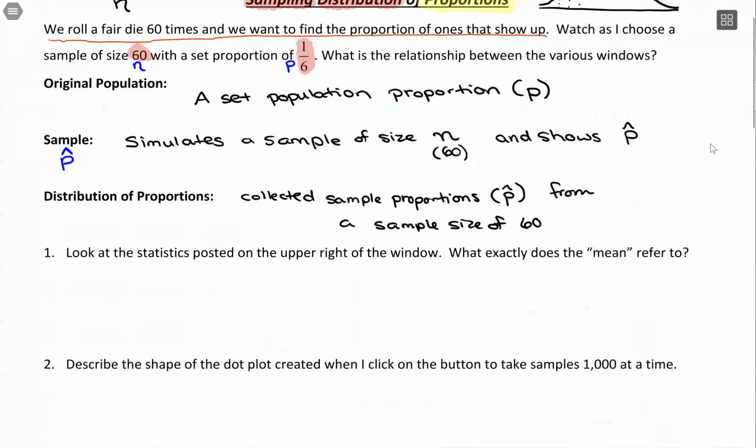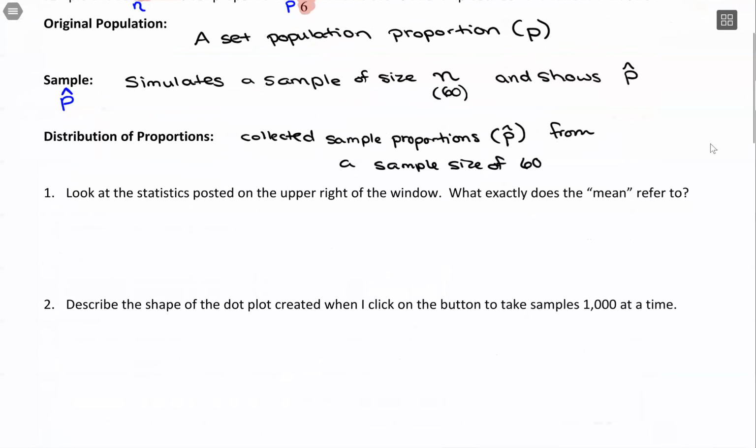So this next question, look at the statistics posted on the upper right of the window. We're going to ignore the sample size there, because what we want to get to is this idea of running this infinitely many times. If we did this infinitely many times, then our sample size would be indescribable. So with that, we're just going to focus on mean and standard deviation. So the mean is describing the center of the graph.